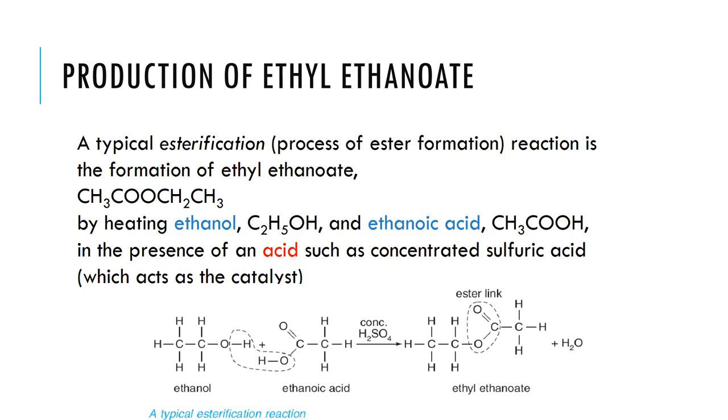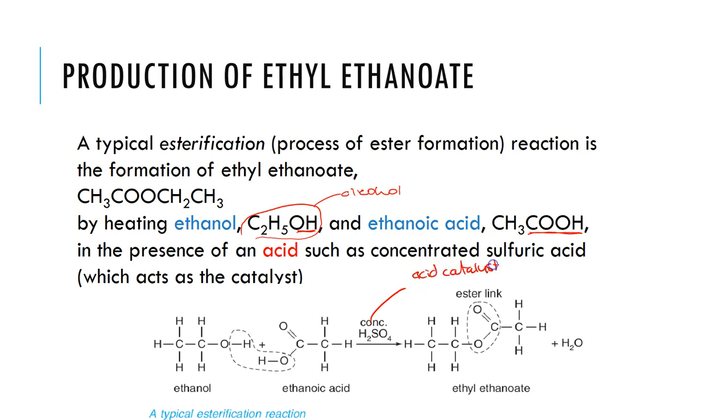Typical esterification, so we call the condensation reaction to produce an ester an esterification reaction, okay? And if we look at ethyl ethanoate, we can start to see how this goes together. So we heat a mixture of ethanol, C2H5OH, our alkanol or alcohol functional group here, the hydroxyl, and ethanoic acid, so our COOH here, the carboxylic acid functional group, in the presence of an acid. So we have to have an acid catalyst for this, and it's always concentrated H2SO4. So this is our acid catalyst.